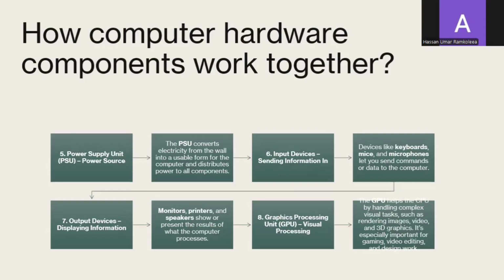The seventh one is the output devices, displaying information. Monitors, printers, and speakers show or present the result of what the computer processes. And the eighth one is the graphics processing unit, the GPU, visual processing. The GPU helps the CPU by handling complex visual tasks such as rendering images, videos, and 3D graphics. It's especially important for gaming, video editing, and design work.